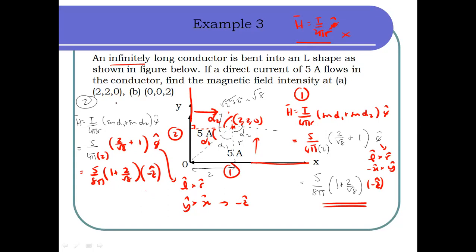Okay, for part B, which is the point 0, 0, 2, I leave this for you to solve on your own, because the idea is similar. We just change the point of interest to the point 0, 0, 2. If you have any questions on this method of solution for part B, you can always consult me using Telegram.